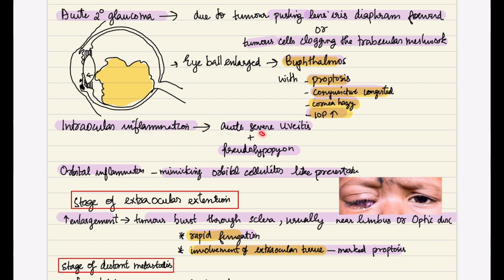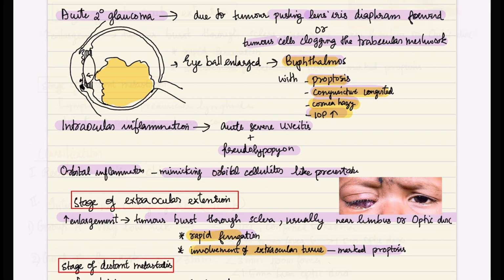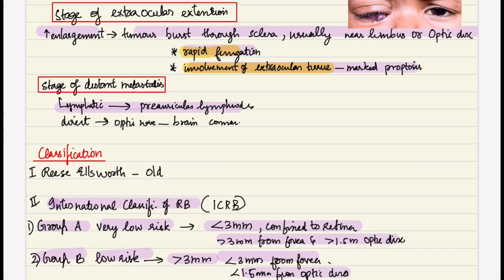Here it presents with uveitis associated with pseudo-hypopyon. Then comes orbital inflammation, which mimics orbital cellulitis. Then we have the stage of extraocular extension. Here, progressive enlargement of the tumor will burst through the sclera, usually near the limbus or optic disc. This will cause rapid fungation and involvement of extraocular tissue, and this will cause marked proptosis.